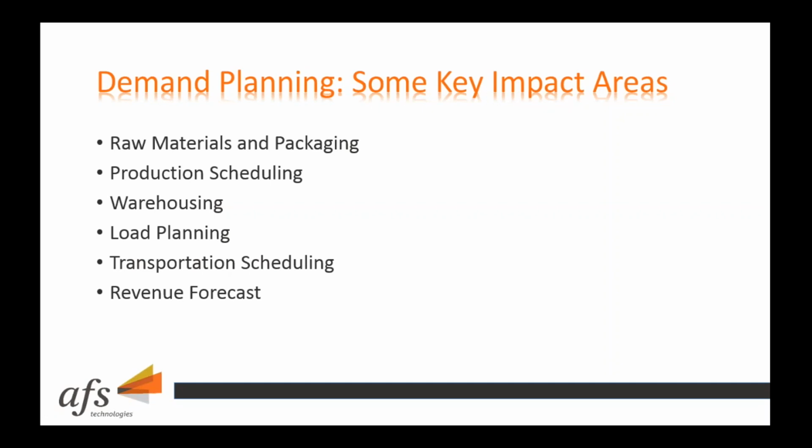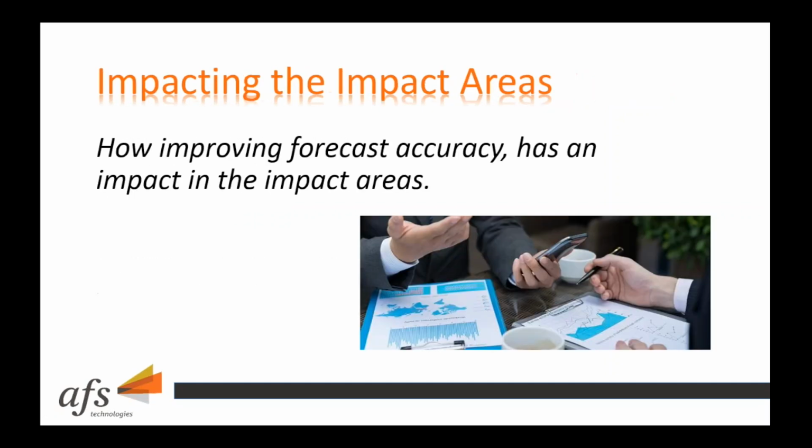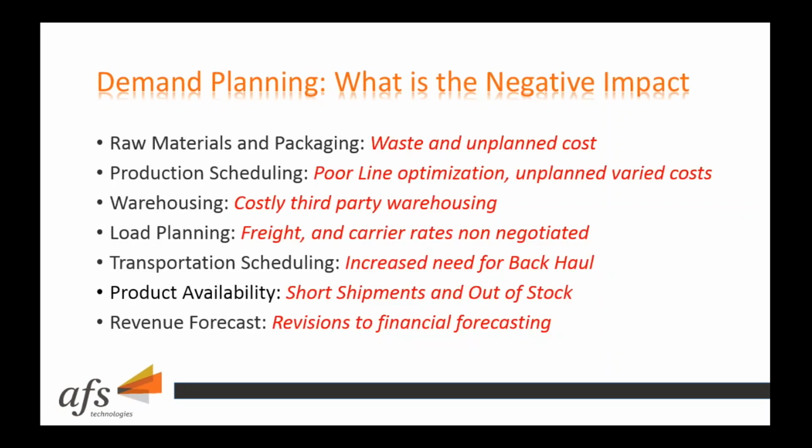I'm going to have to put together some sort of a flash report to my investors at the bank, and I need to make sure that when I'm forecasting that information, it's the best knowledge that I have. That way I don't look too bad at the end of the month. So how can we improve, and how does forecast accuracy have an impact in these areas? And as I mentioned, raw materials. Without a good forecast, the negative impact is waste.